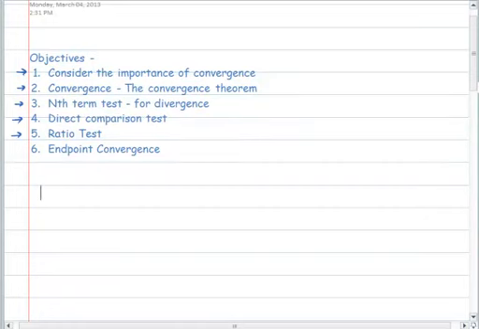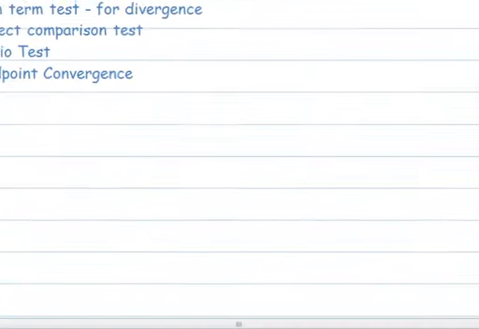What I want to do today is discuss the importance of convergence, and I have a couple of examples, and then I want to talk about the convergence theorem. That'll be all the time I have for this short video. So what I plan on doing is examining an example.